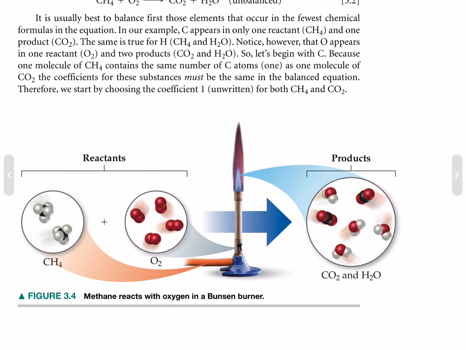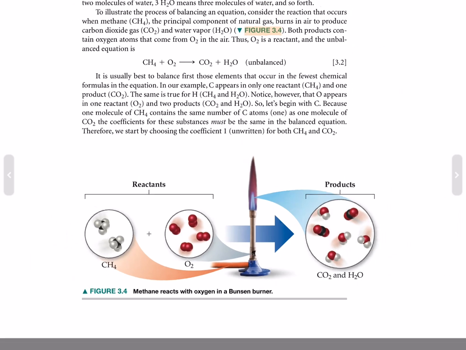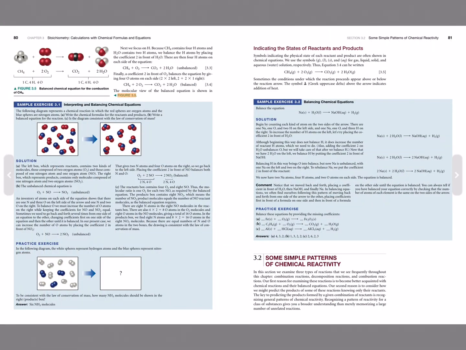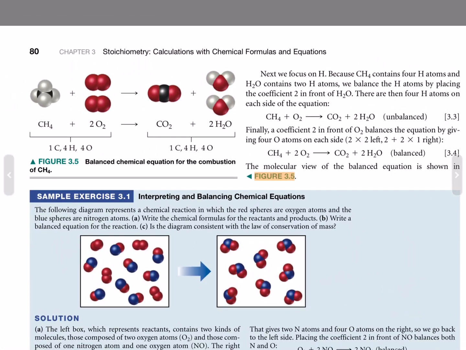Figure 3.4. Methane reacts with oxygen in a Bunsen burner to produce carbon dioxide and water. Next, we focus on hydrogen. Because methane contains 4 hydrogen atoms and water contains 2 hydrogen atoms, we balance the hydrogen atoms by placing the coefficient 2 in front of the water. Then there are 4 hydrogen atoms on each side of the equation. Unbalanced, methane plus oxygen yields carbon dioxide plus 2 waters.